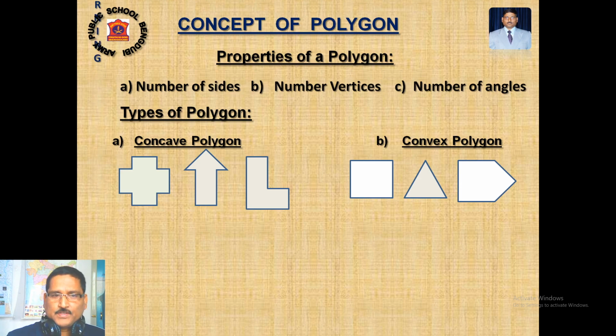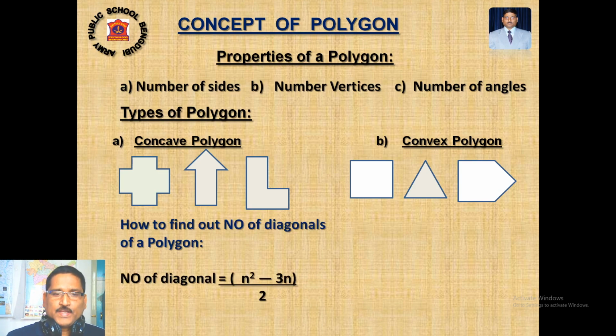If any figure, any shape, has more than 180 degrees as an interior angle, it may be one angle, it may be many angles, then that figure will be a concave polygon. And if it is less than 180 degrees, then it will be a convex polygon. Clear? Now, how to find out the number of diagonals of a polygon?